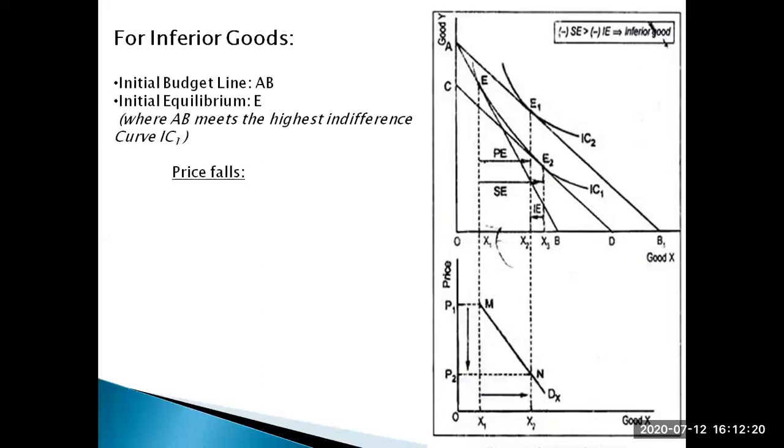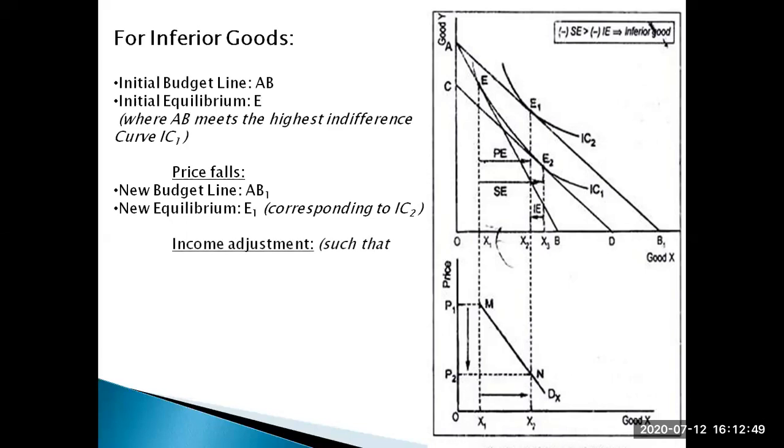Consider a situation where there's a price fall, so there's an increased affordability of good X, which is marked on the x-axis, and the budget line pivots through point A to the new budget line AB1. The individual moves from point E to E1, where E1 is the point of tangency between the new pivoted budget line and the new highest possible indifference curve IC2.